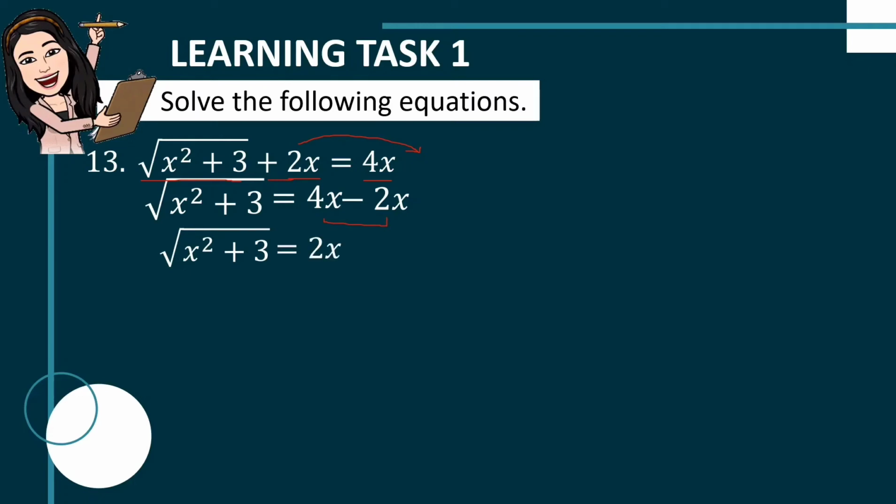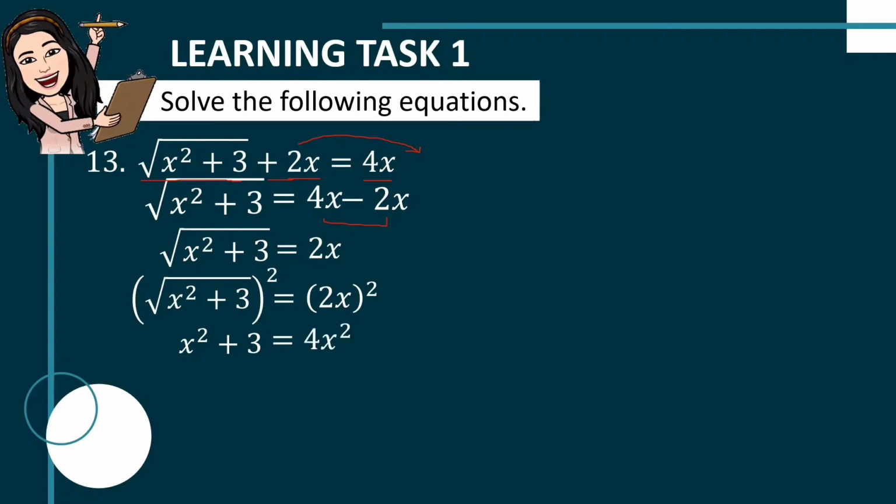We just copied the square root of x squared plus 3. So, that would become, okay, we cannot simplify any further. So, let us get the square to remove the radical. So, get the square of both sides. What is the square of the square root of x squared plus 3? We have x squared plus 3. How about the square of 2x? Let us do it one by one. The numerical coefficient, 2 squared, we have 4. And then x squared, we have x squared. Is that clear? Okay. Next.